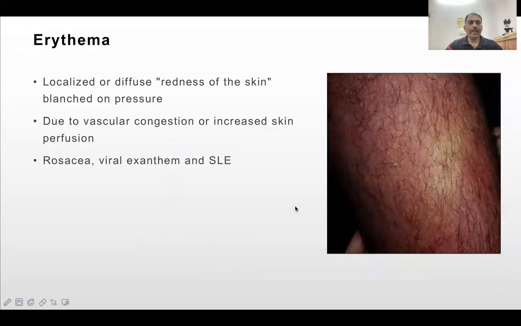The special lesions is erythema. Erythema is a local or diffuse redness of the skin which blanches on pressure. When we apply pressure, the blood flow to that particular area ceases temporarily, and as we release it, this blood flow starts back. The main reason of erythema is vascular congestion or increase in the skin perfusion. Several diseases such as rosacea, viral exanthems, and systemic lupus erythematosus are associated with erythema of the skin.